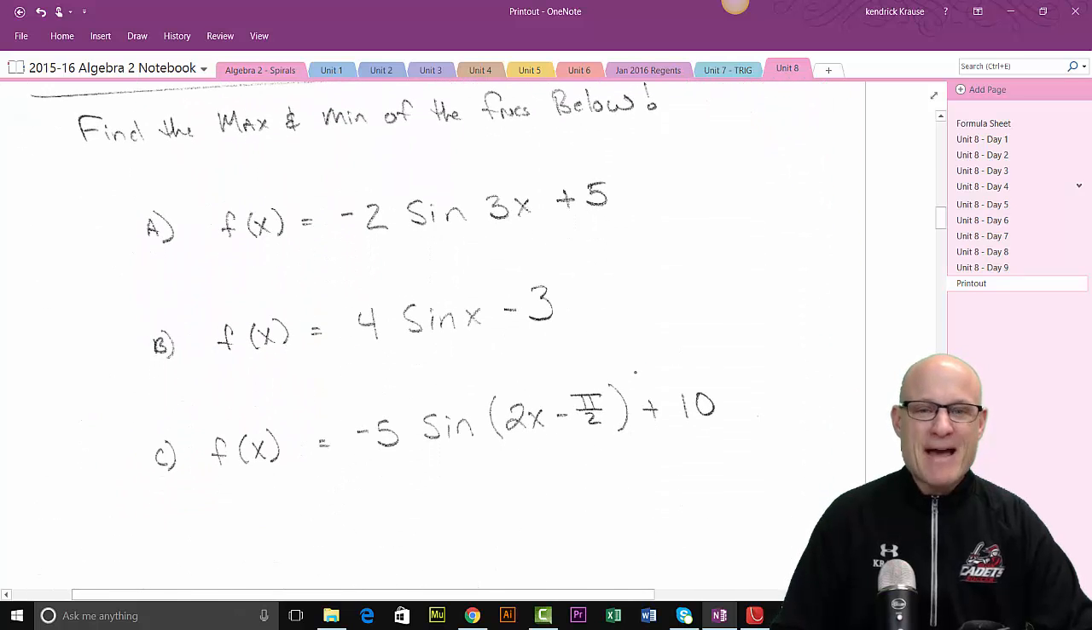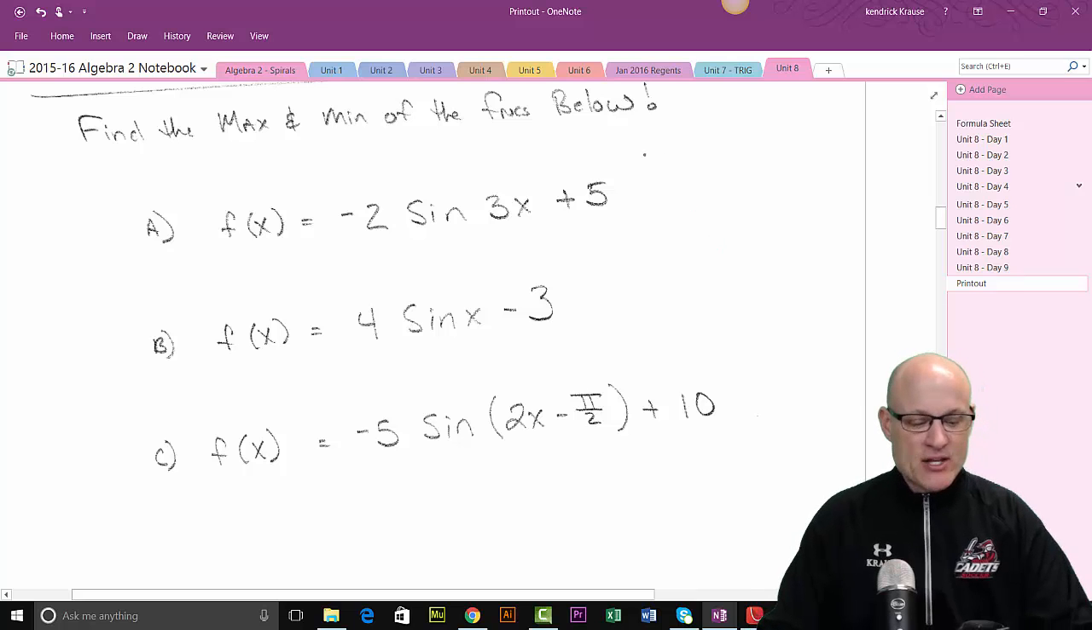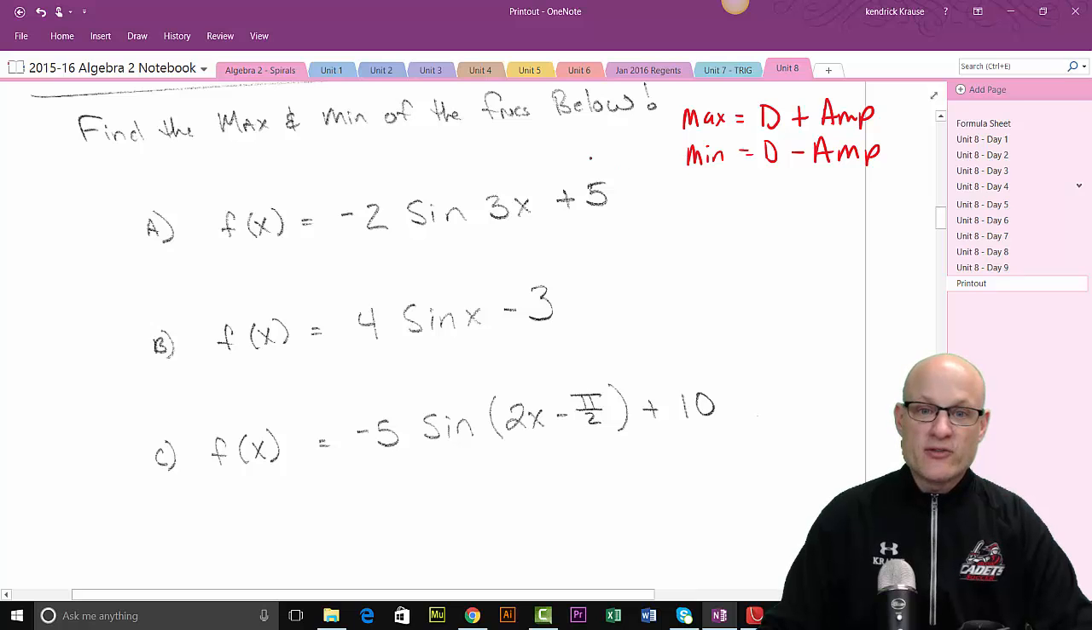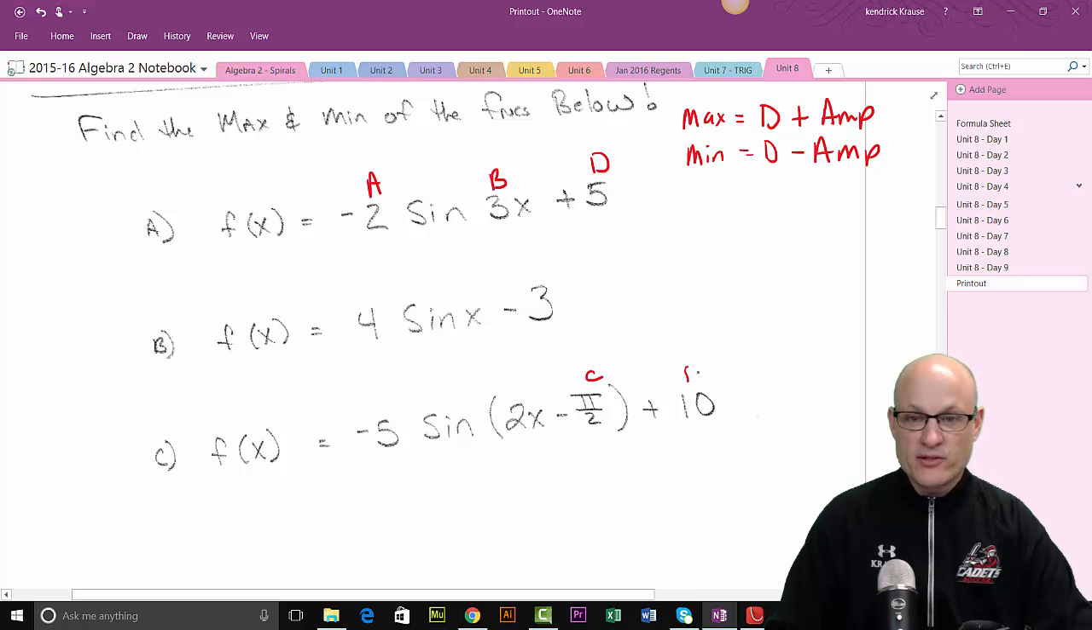Max and min. If you've forgotten, the formula for max and min is max is the midline, which is d, plus the amplitude, and min is d minus the amplitude. Now remember, d is the number here. This is b, this is a, and this is c. Not all of them have c. This is d, this is d, and this is d.